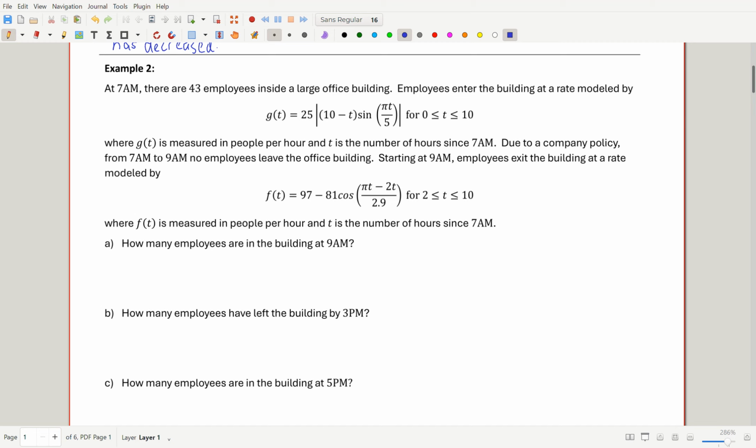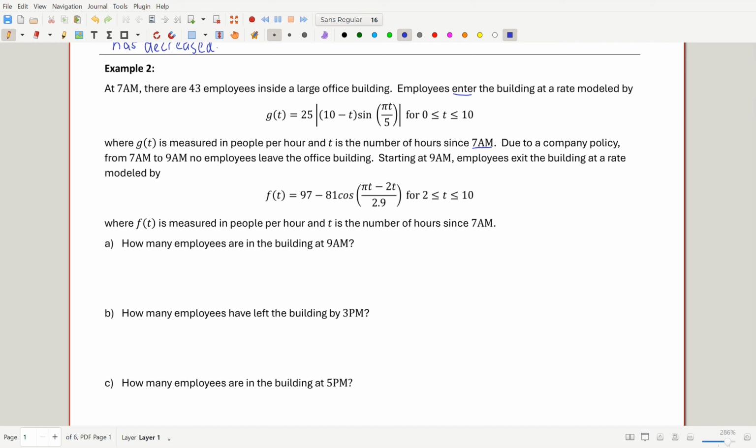Here, the thing that's increasing and decreasing is the number of employees inside of a large office building. So this is what a calculator active FRQ looks like if you're taking an integral. We're not doing anything about this by hand. At 7 a.m., there are 43 employees in a large office building. Employees enter the building at a rate modeled by this rate right here. T is how many hours it's been since 7 a.m.